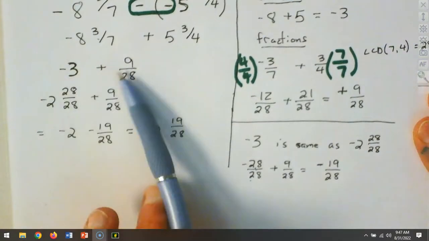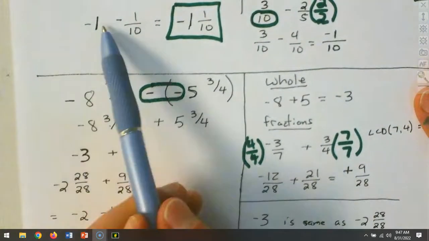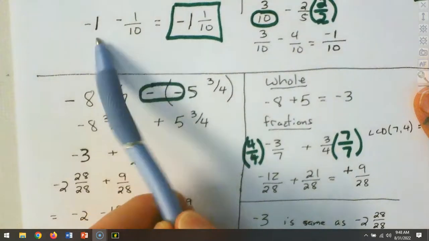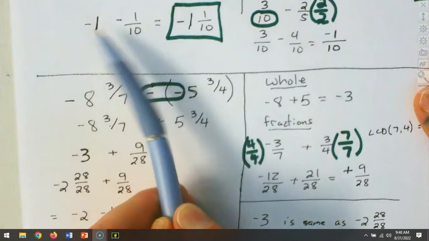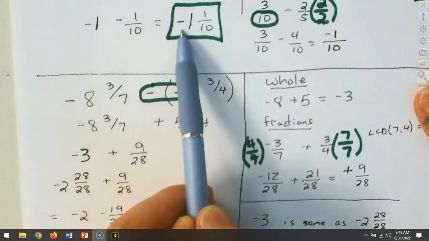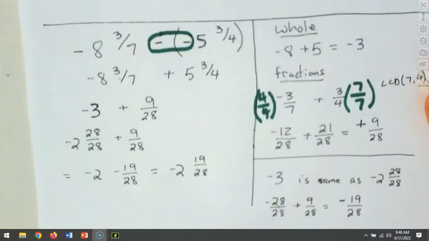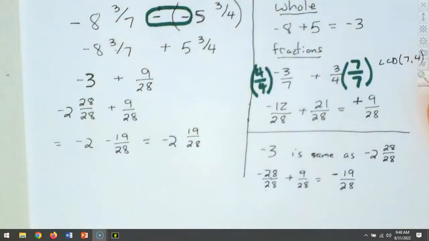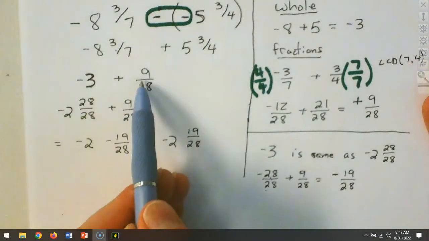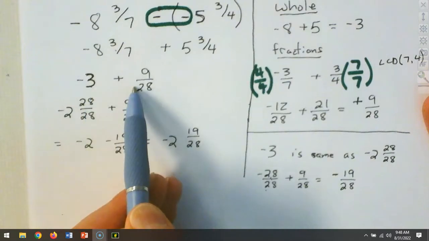So why did I have to do this? What's different about this one versus the last one? In the last one, when we got to this step, those were the same signs, right? Minus 1 is negative, and minus 1/10 is negative. So those could go together and make it minus 1 and 1/10. Is everyone okay with that? These cannot go together. Why not? Why can these just not go together and make it minus 3 and 9/28? They can't go together because the signs are what? Different. This one's negative, this one's positive.